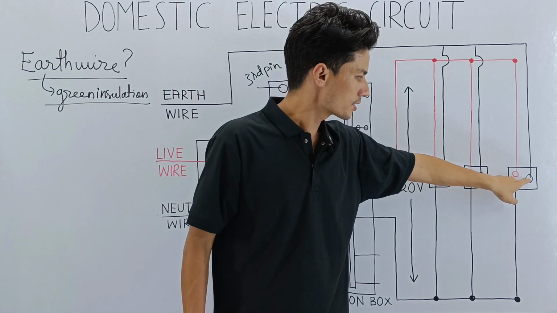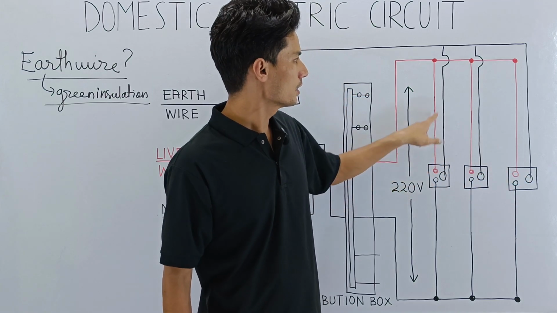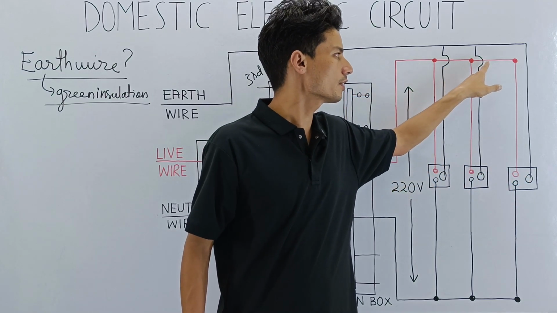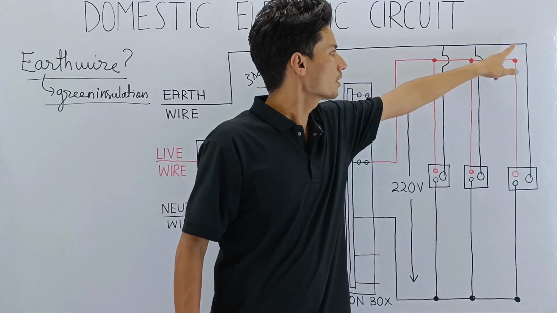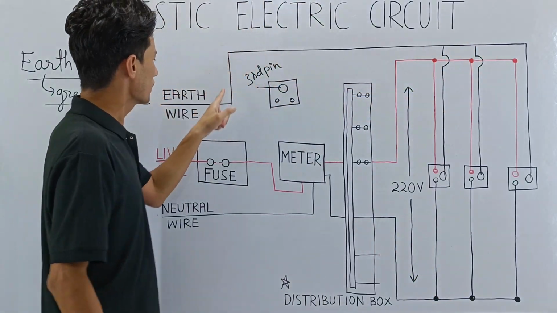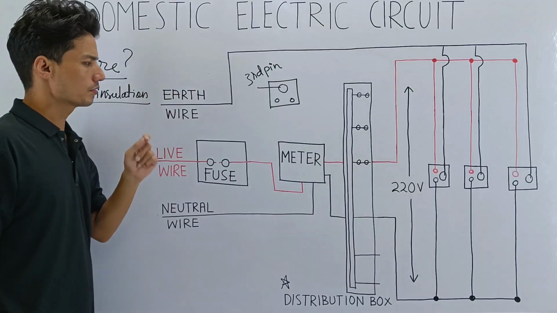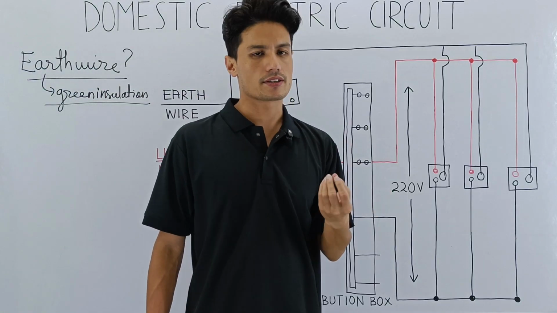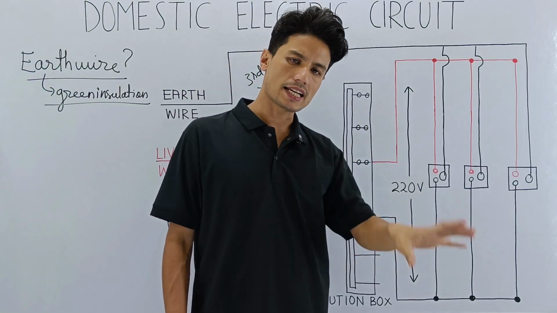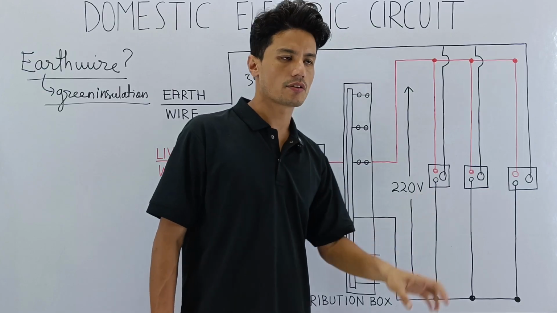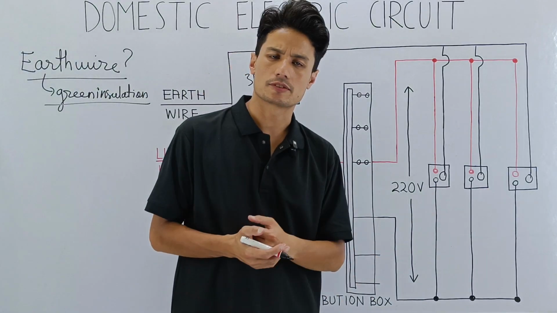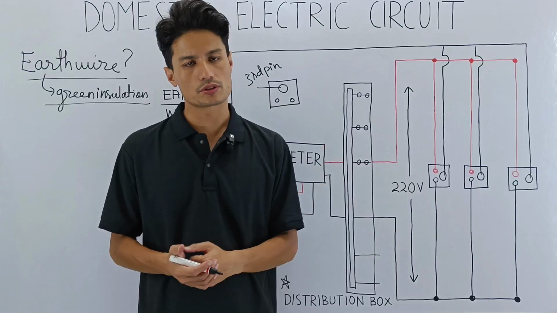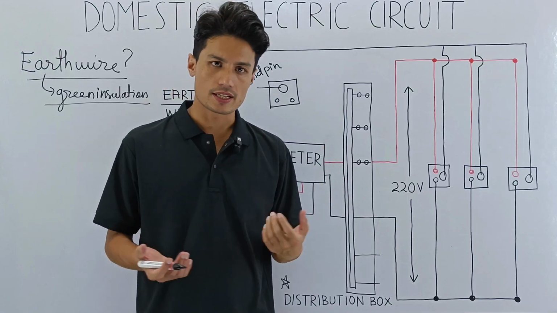As you can see, it starts from the third pin, and then it will not touch the live wire, nor will it touch the neutral wire, and it will have its own dedicated pathway to the earth. So it is called the earth wire because it has got a direct connection to the earth. Now let's learn about the earth wire in detail: how is earthing done, what is the procedure, and why is earthing important.